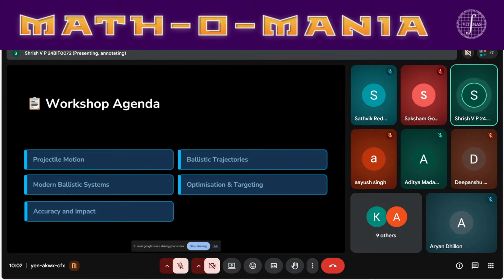Finally, we'll be looking into accuracy and impact, which focuses on how all these concepts come together to ensure precision in real world applications. So, in this workshop, we will take you from basic physics to advanced real world systems step by step.